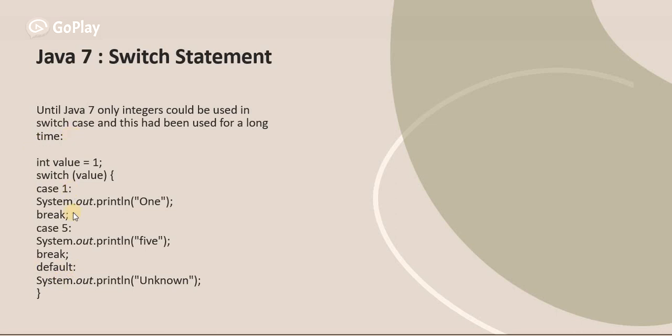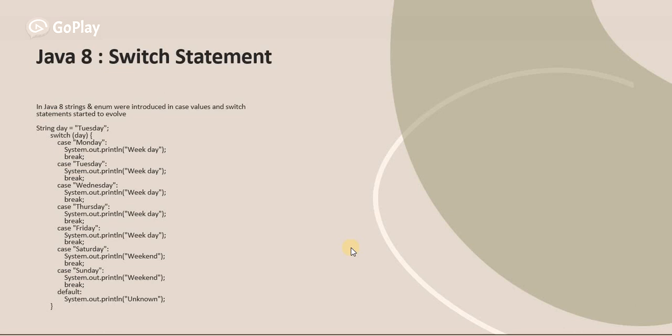Like in the below example, if you pass a value of 1, then it will print 1. If we pass 5, then this. And in the case of default, if it does not match any of these, then it will print unknown. So these are the only things we can do with the switch case until Java 7.